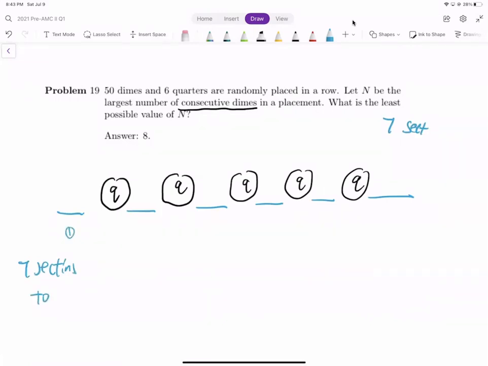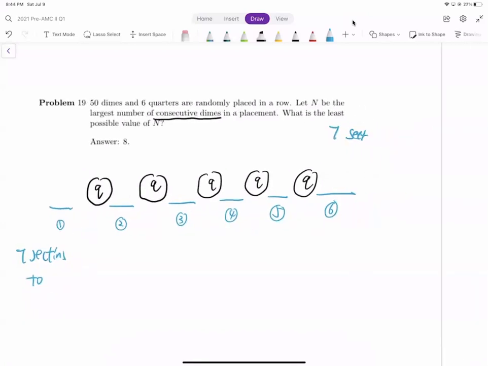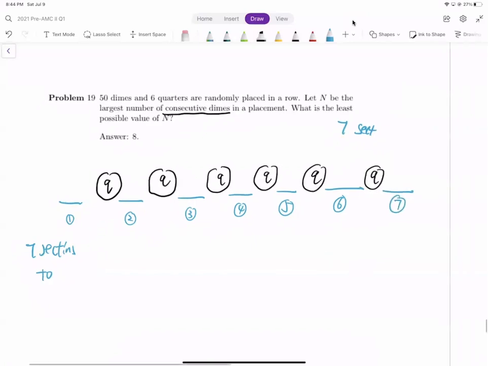So this is section 1, section 2, section 3, section 4, section 5, section 6, and there's one more. Forgot there's another one here. So this will be 7. So there are 7 sections to put dimes. And let's see how many dimes we have: 50. If I do 50 divided by 7, it'll be 7 with remainder 1.